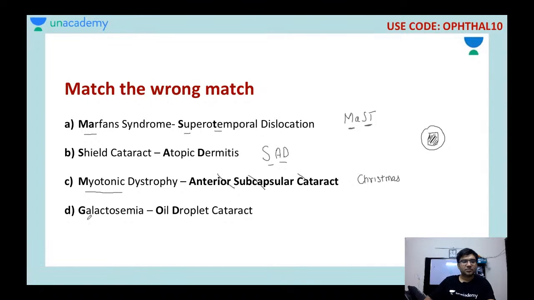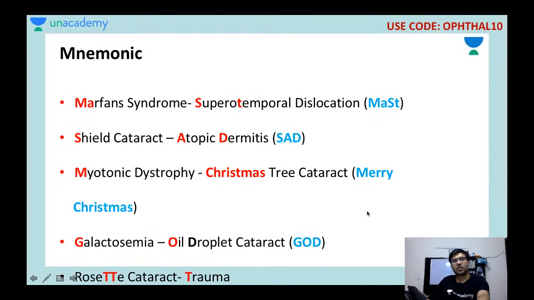Okay, and in galactosemia, you see an oil droplet cataract. So the oil droplet cataract is like this. You can remember it with the mnemonic GOT. So these are the various types of cataracts which are seen in the systemic disorders.